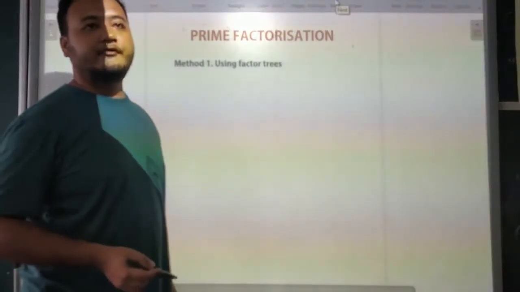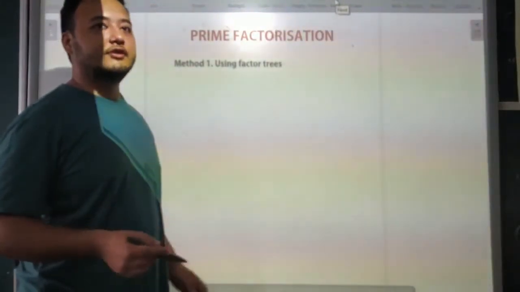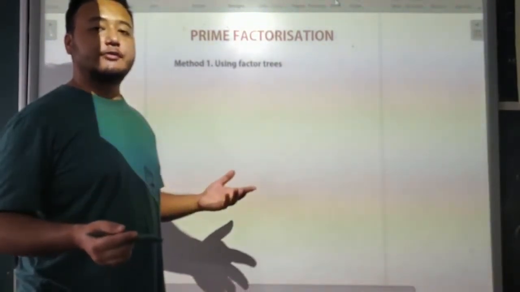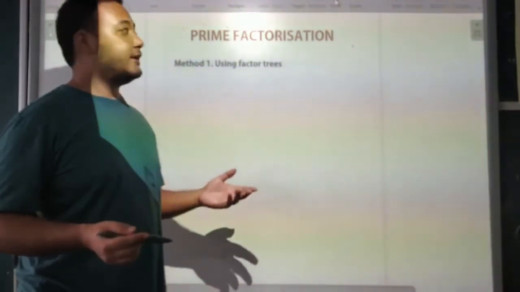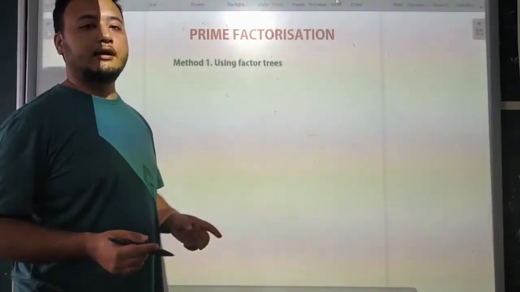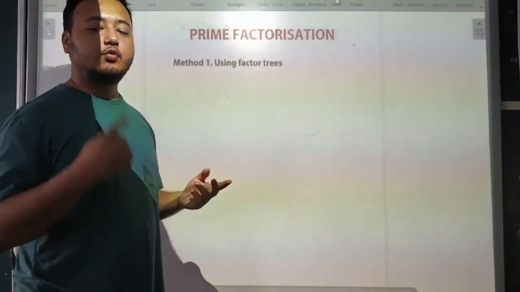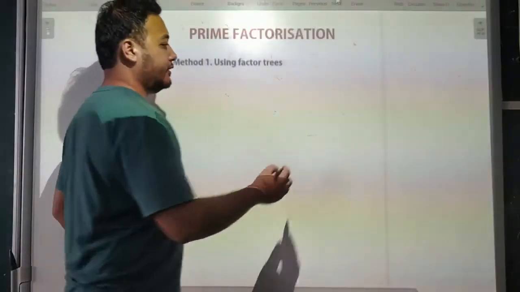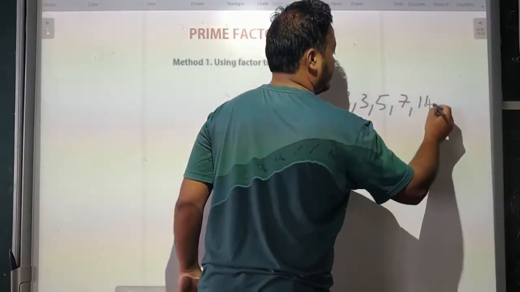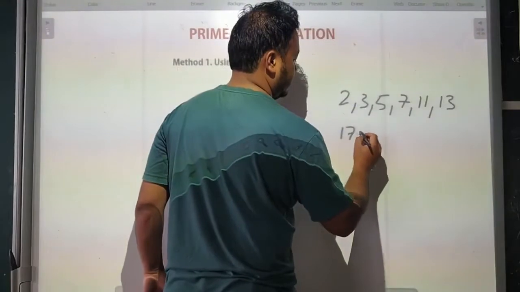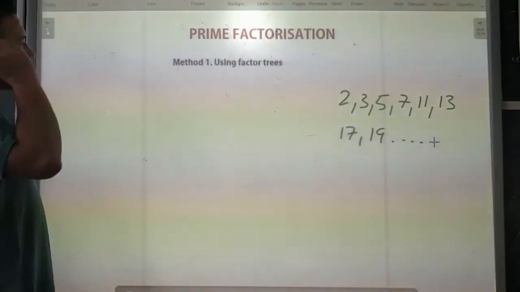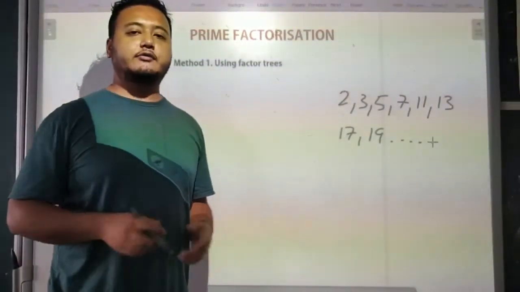Now what is prime factorization? Prime factorization means you will break the number into its factors, but you will break it in such a way that the numbers that you multiply are only prime numbers. Okay? Prime numbers we learned in the previous video are numbers which have only two factors, 1 and the number itself, like 2, 3, 5, 7, 11, 13, 17, 19 and so on.